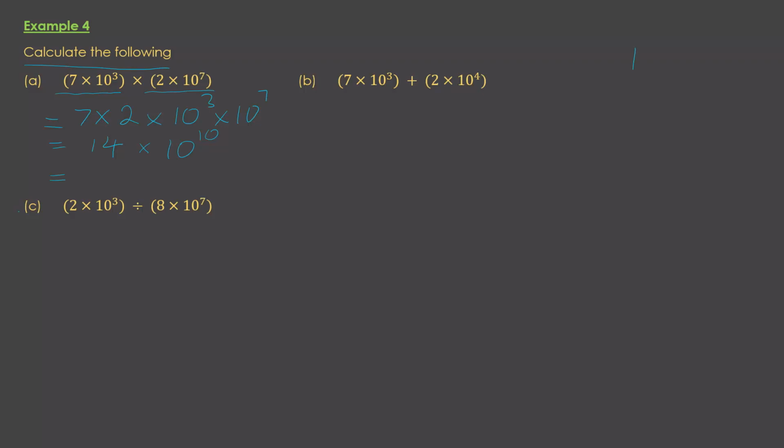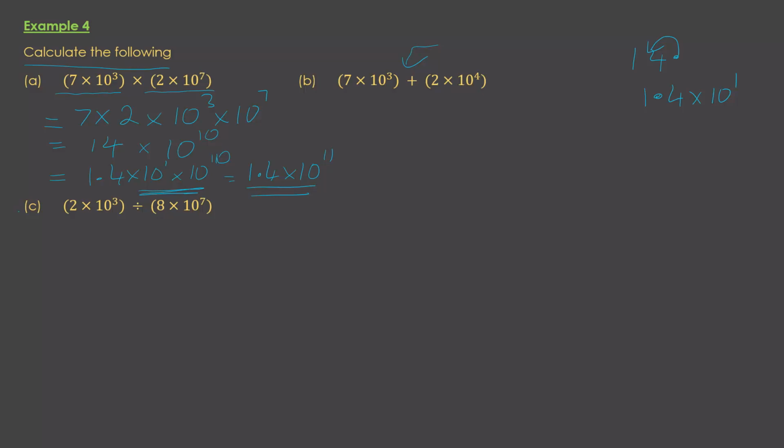But if we think about the 14, we can hop the decimal point in here and make that 1.4 times 10 to the 1. So that is 1.4 times 10 to the 1 multiplied by 10 to the 10. And so we can write that as 1.4 times 10 to the 11, again using the multiplication index law just here. Now, for the second one, we want to add.